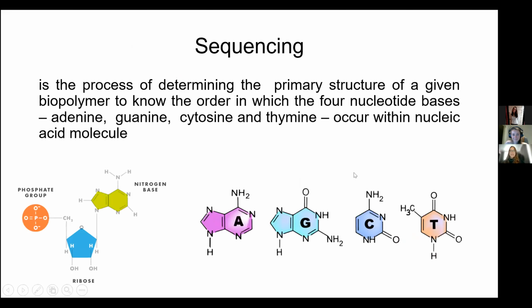Let's start with the very trivial thing, maybe, but it's the definition of what sequencing is. It is the process of determining the primary structure of a polymer, to know the order in which the 4 nucleotide bases occur within a nucleic acid molecule.